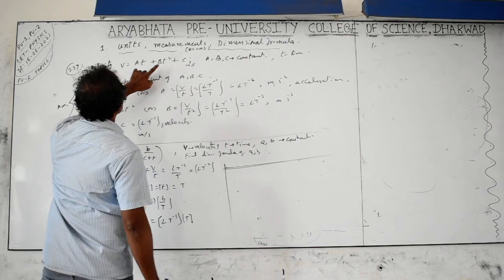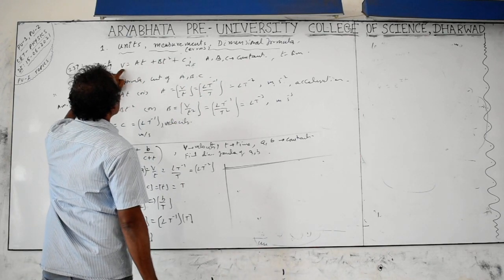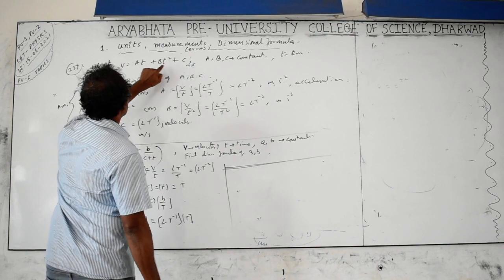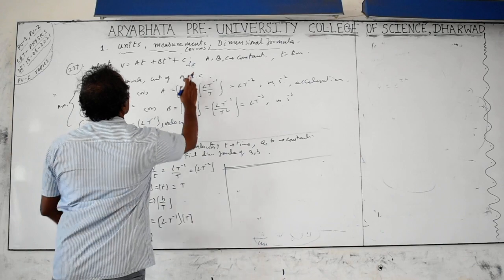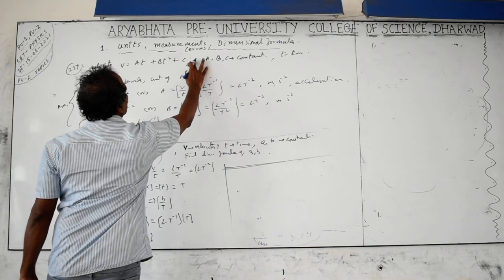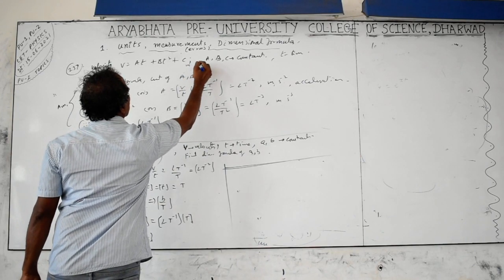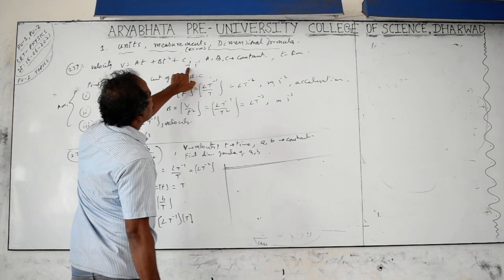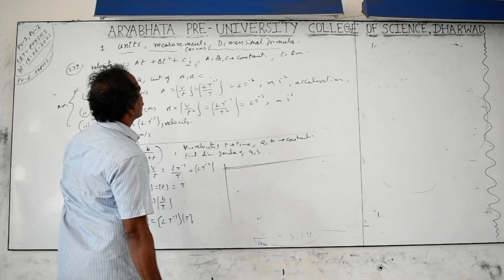Here a, b, c are constants, and you are asked to find the dimension formula and units of the constants a, b and c. V is the velocity, in meter per second, which we can write as m by s, or m s minus 1. When writing the symbols of multiple physical quantities, you have to leave at least one space between the symbols.